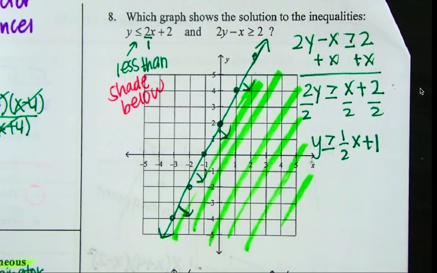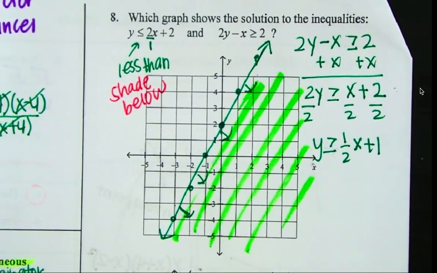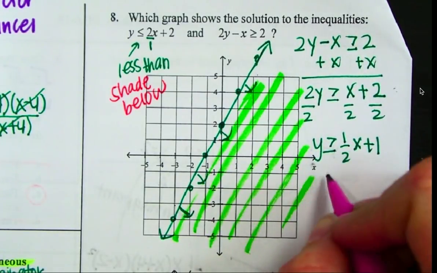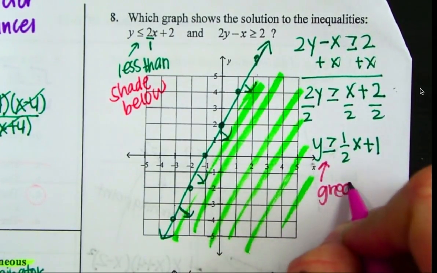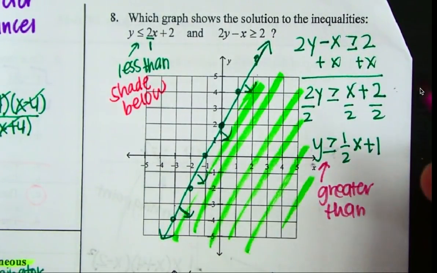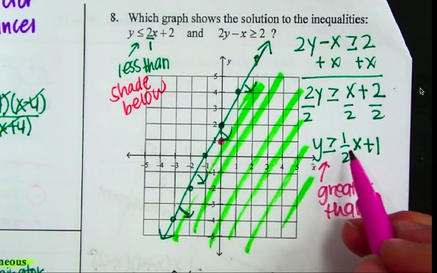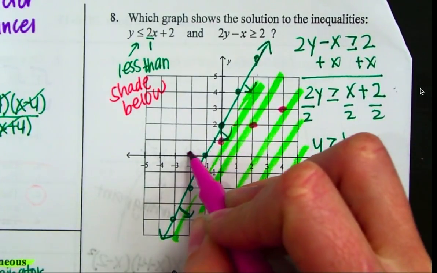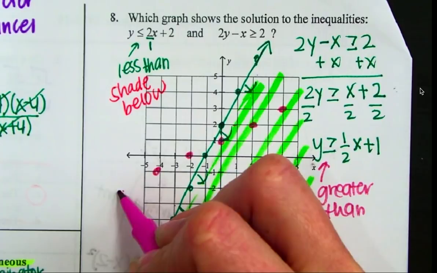I'll use a pink marker. And I'm going to start right here at 1. And we do need to know that this is greater than, and it's underlined, so we are going to be drawing a solid line. So we're going to start at 1. My slope is rise 1 and run 2. So rise 1, run 2, and then the opposite direction, and I'm drawing my solid line.